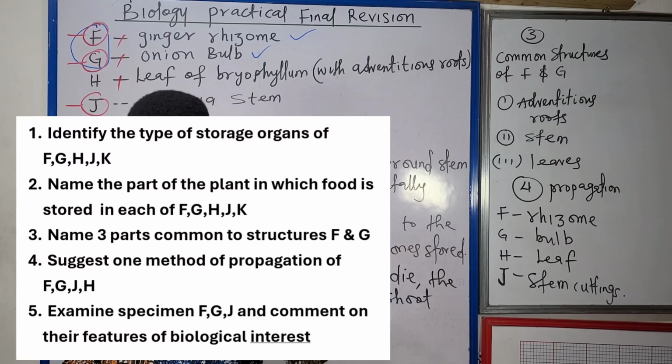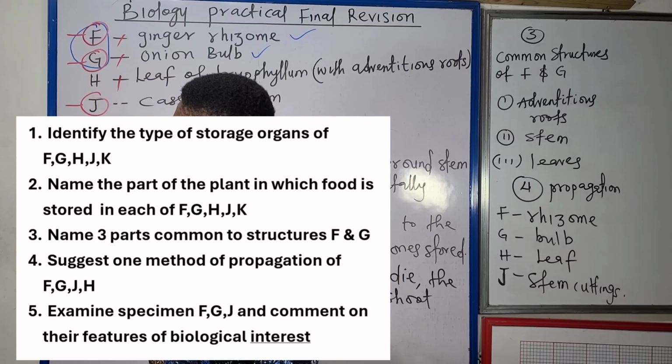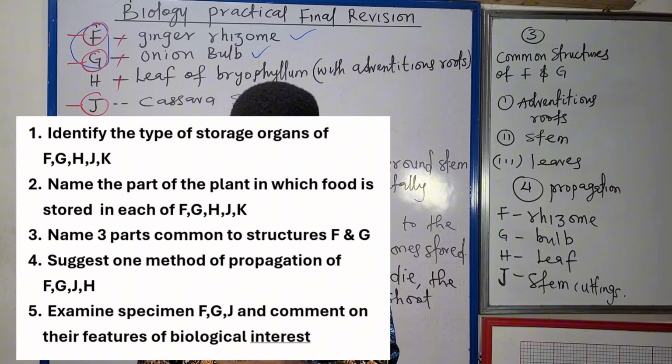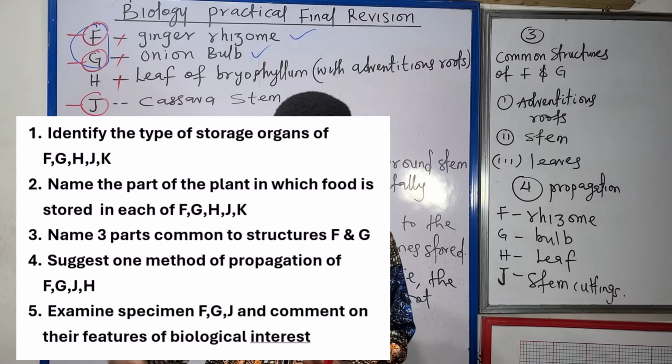The question says, as you can see on your screen, examine specimens F, G, and J and comment on their features of biological interest. That we should comment on some of their features that are of biological interest.